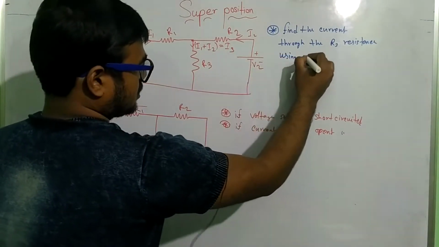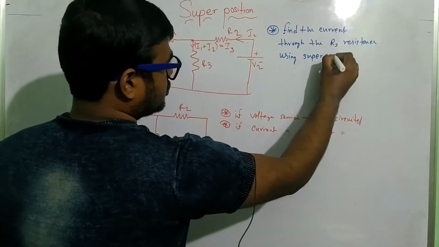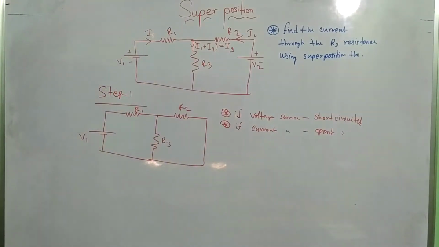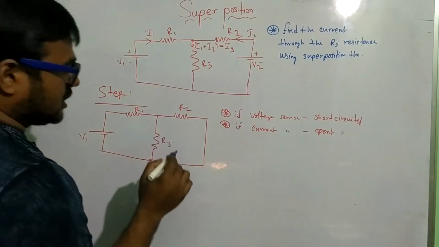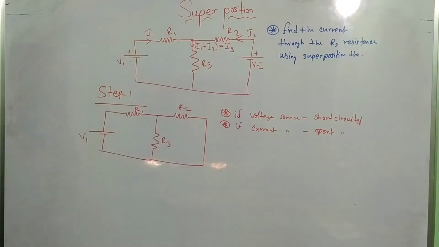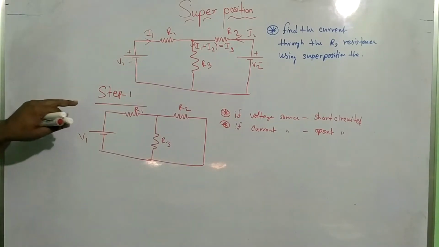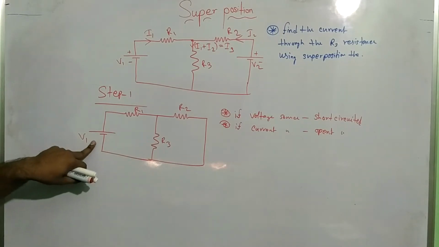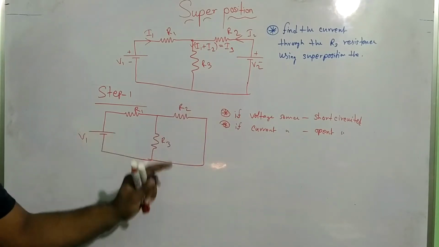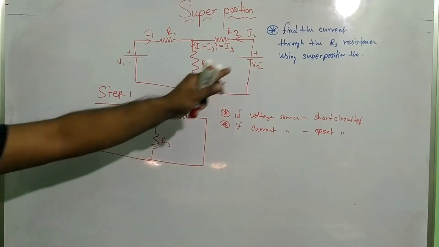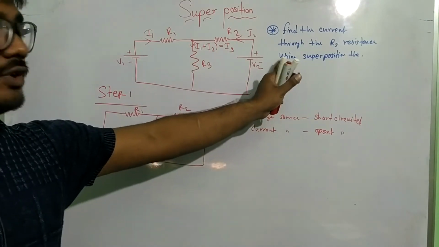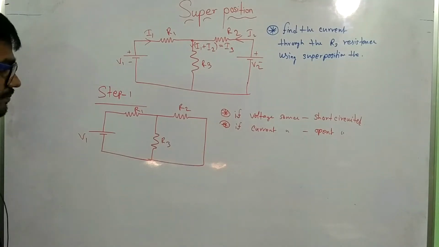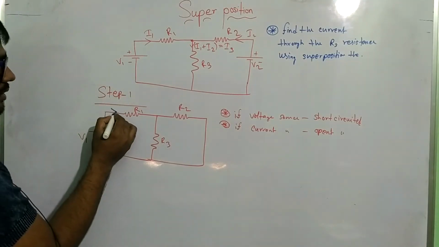Using the superposition theorem. At first I am giving a current direction. After that I am doing step 1. When I am doing step 1, we take only one source and the remaining sources are all open or shorted. If there are two sources, then I shorted the other source. Now I am giving the current direction.